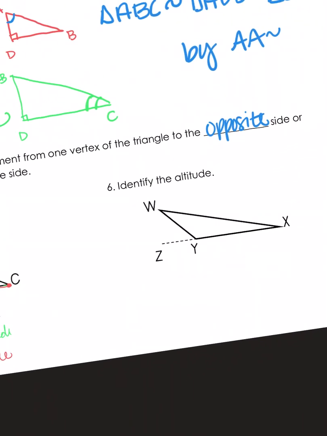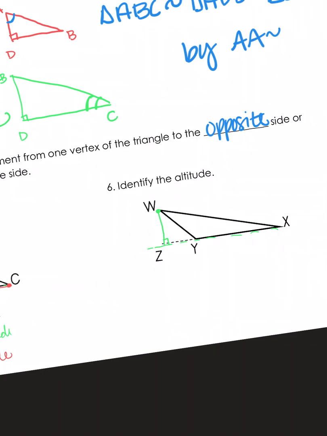This is a little bit interesting. To go from W and be perpendicular to the side XY, we can't draw a line over here that becomes perpendicular. None of those are perpendicular. So instead, we have to extend the side XY, and go from W and go outside of the triangle to be perpendicular.